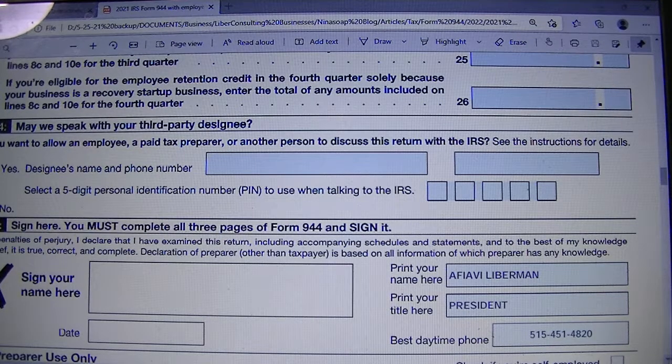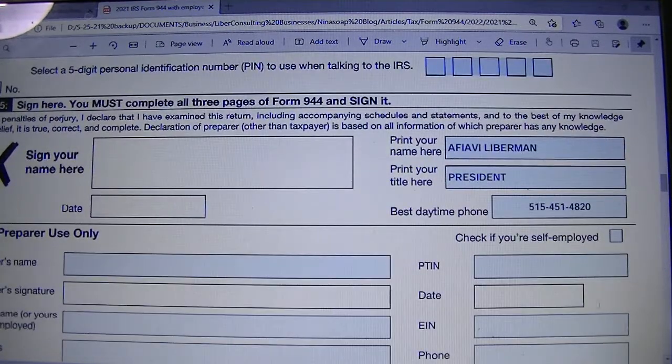So let's scroll down to the signature portion, part 5. You must complete all 3 pages of Form 944 and sign it. So you will print your name, the title you hold in your business, and phone number, and pretty much you are done. So you will print the form out and you sign it, you'll date it, and then you print a copy of that printed form and you save that copy for your business record.